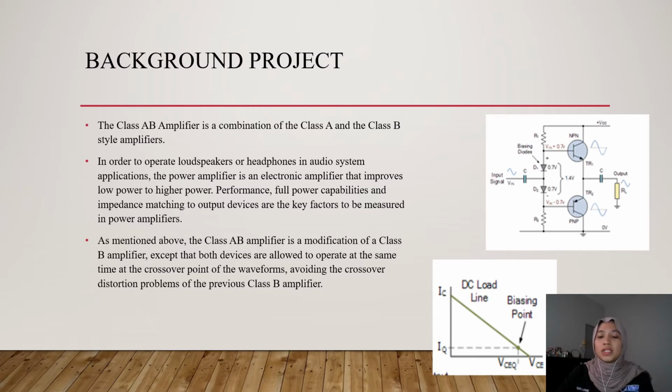Basically this class AB amplifier is a modification of the class B amplifier, where both devices are allowed to operate at the same time at the crossover point of the waveform, avoiding the crossover distortion problem of the previous class B amplifier.